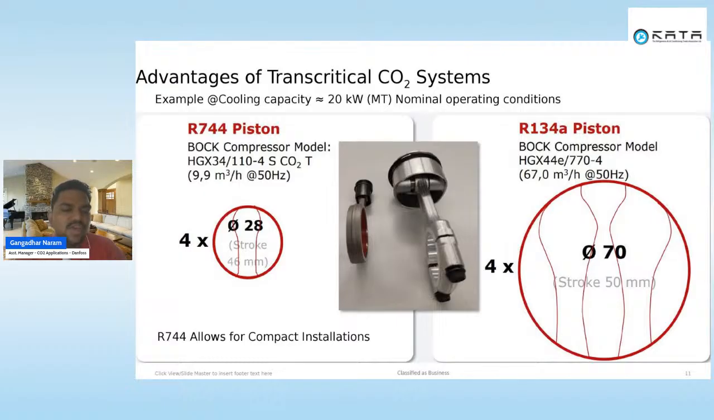So CO2 allows only a 28 mm bore, but the R134A piston is nearly 2 times bigger, because the specific volumes of R134A or any other refrigerant are much higher on the suction side. Suction densities are lower for HFC refrigerants, whereas in CO2 the suction densities are way higher. That's why the volumetric cooling capacities are higher. So it allows a compact installation with CO2.